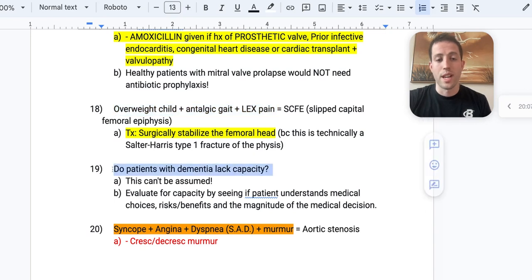All right, number 19. Do patients with dementia lack capacity? This is something that you will run across in the hospital, so I wanted to throw this into the mix here. You cannot assume that just because they have dementia that they lack capacity. And so you want to evaluate for capacity basically by seeing if the patient understands, can they weigh the risks and benefits, and can they tell you and verbalize the magnitude of this medical decision upon their outcomes. That's how you basically look for capacity in a patient.